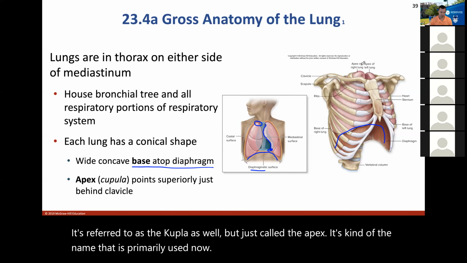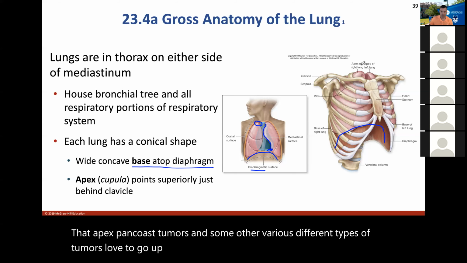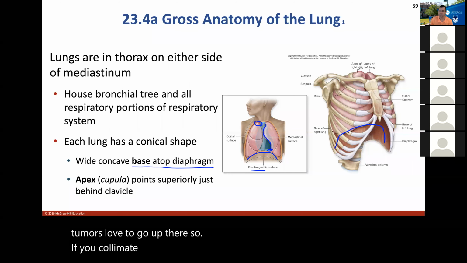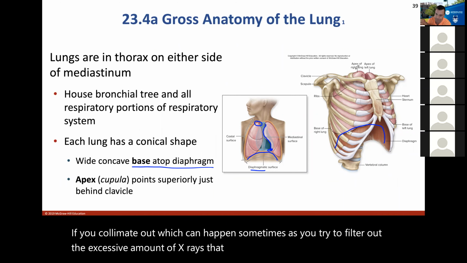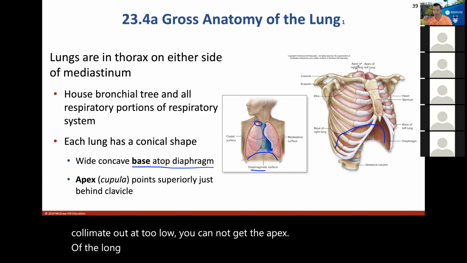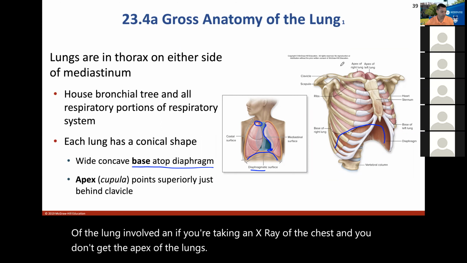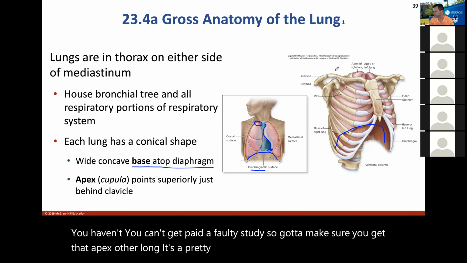That apex, Pancoast tumors and some other various types of tumors love to go up there. So if you collimate out, which can happen sometimes as you try to filter out the excessive amount of x-rays that you're exposing the patient to, if you collimate out too low, you can not get the apex of the lung involved. And if you're taking an x-ray of the chest and you don't get the apex of the lungs, you can't get paid. It's a faulty study. So you've got to make sure you get that apex of the lung. It's a pretty important piece of anatomy.